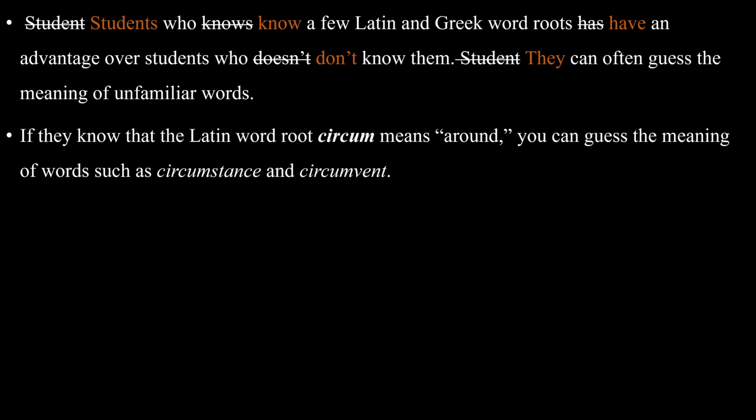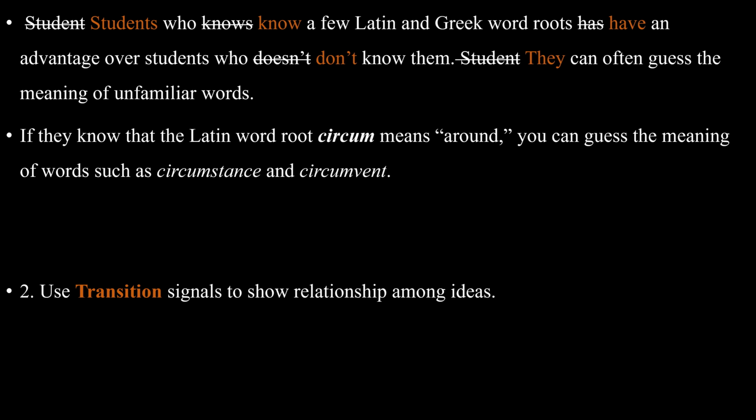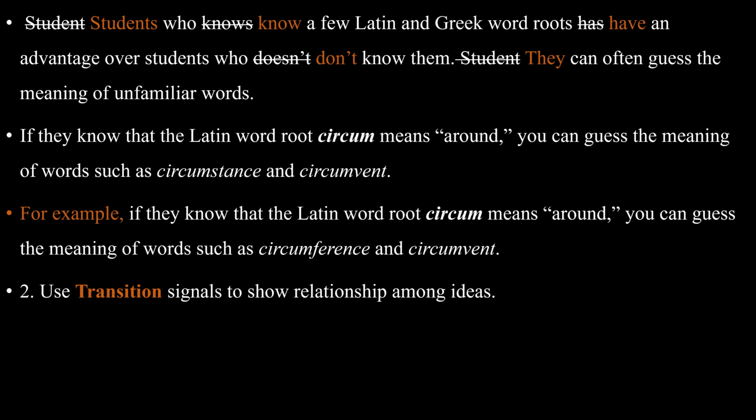So the second way to make our paragraph coherent is to use transition signals to show relationships among ideas. So how do we add a transition to this example? We just write "for example." That is a good transition to make the sentences have a relationship with each other.